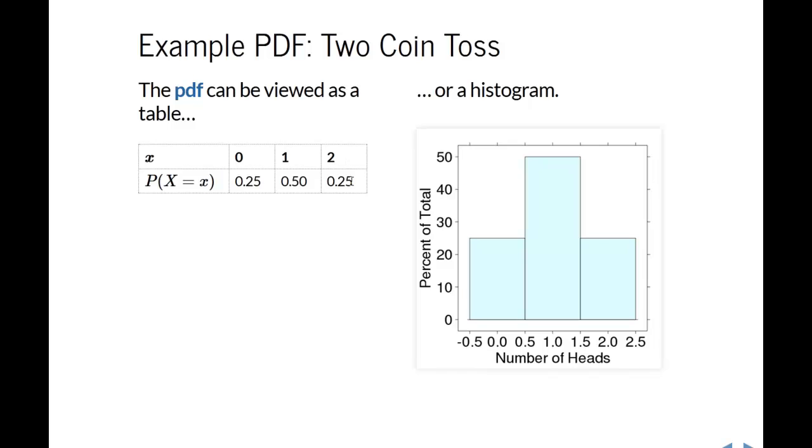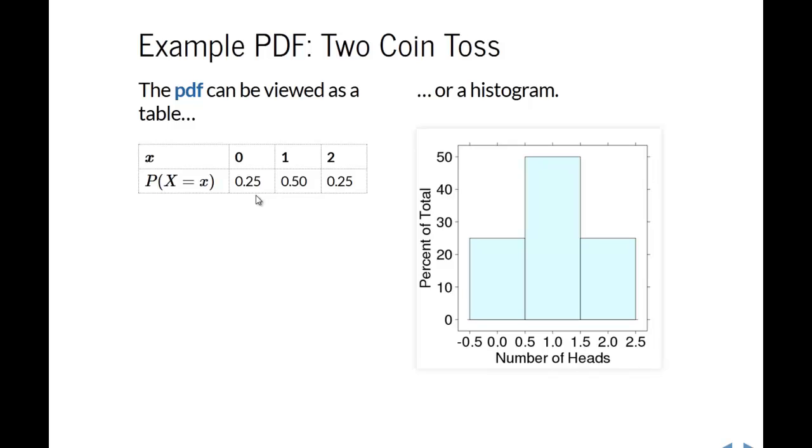The second row should look familiar to you. These are the corresponding probabilities. So for example, 0.25 is the probability that capital X takes on the value 0. 0.5 is the probability that capital X equals the value 1, and so on. The same information can be displayed in the form of a histogram as well. Notice that the bars in the histogram are centered over the values in the range of the random variable X. The height of the bars corresponds to the probability that the random variable X equals those values. So the bar centered over 0 has a height of 25%, or 0.25, just as we saw in the table.